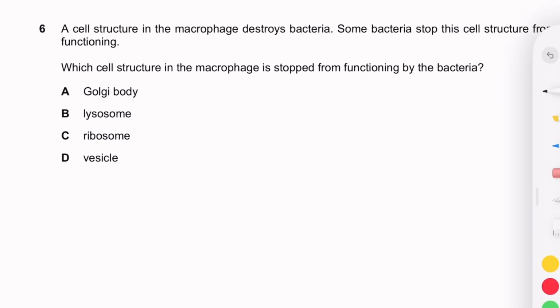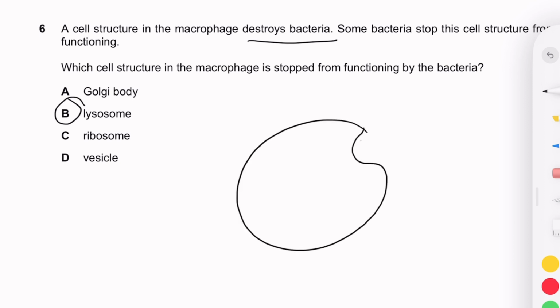Now, a cell structure in the macrophage destroys bacteria. Some bacteria stop the cell structure from functioning. Which cell structure in the macrophage is stopped from functioning by bacteria? So what destroys bacteria is actually the lysosome inside it. And so when they stop something from functioning, they most definitely will stop the lysosomes in this case. Because again, when bacteria enter by phagocytosis, let's say, so say that this is the bacteria and it's been engulfed from here, and basically some endocytosis happened, and now we have the bacteria hanging out right here.